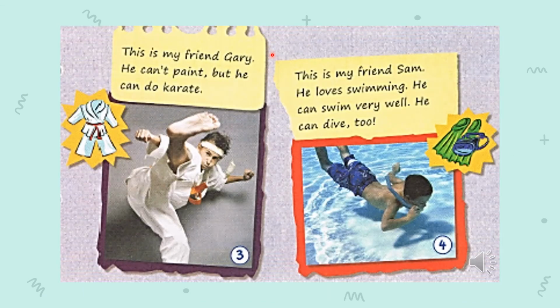This is my friend Gary. He can't paint, but he can do karate. This is my friend Sam. He loves swimming. He can swim very well. He can dive too.